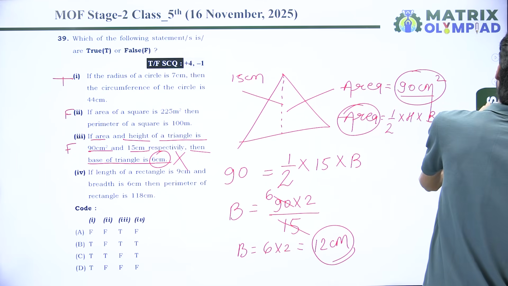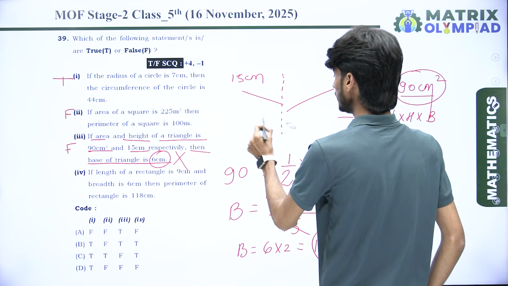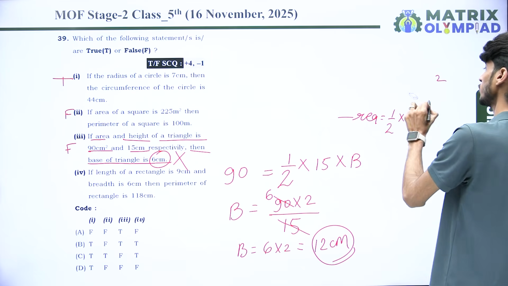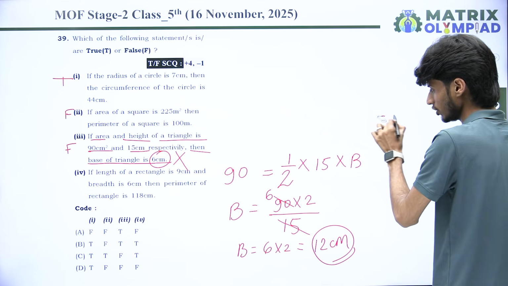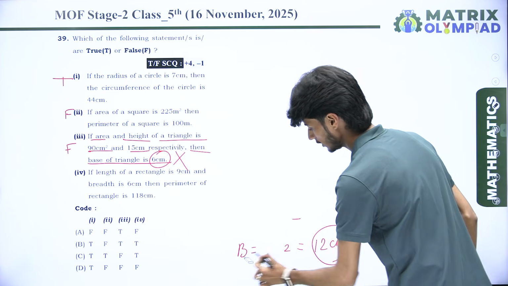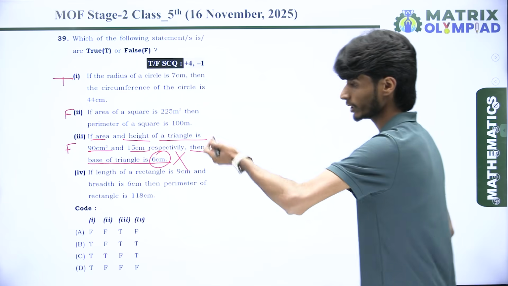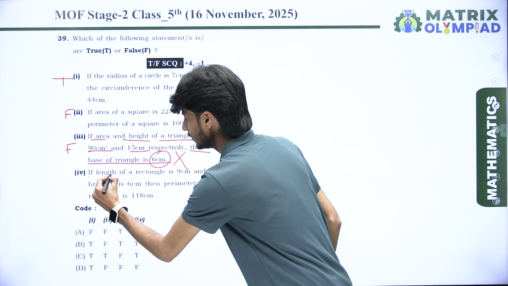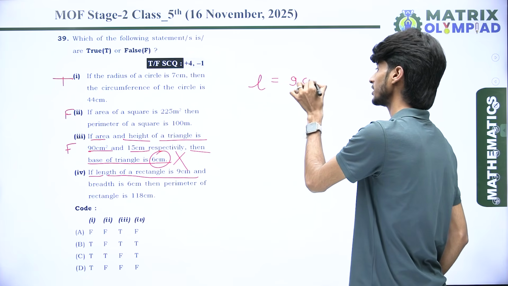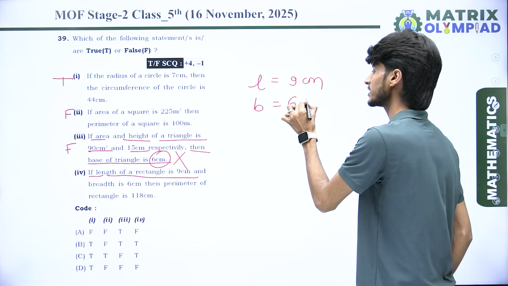Dear student, if you want to find out the perimeter of a rectangle, then which requirements do you have? First is the length of the rectangle, second is the breadth of the rectangle, yes or no? So first of all, find out the length and breadth of the rectangle according to the statement. What does it say? If the length of the rectangle is 9 centimeter, that means length is equal to 9 centimeter. And the breadth is 6 centimeter, so breadth is equal to 6 centimeter.